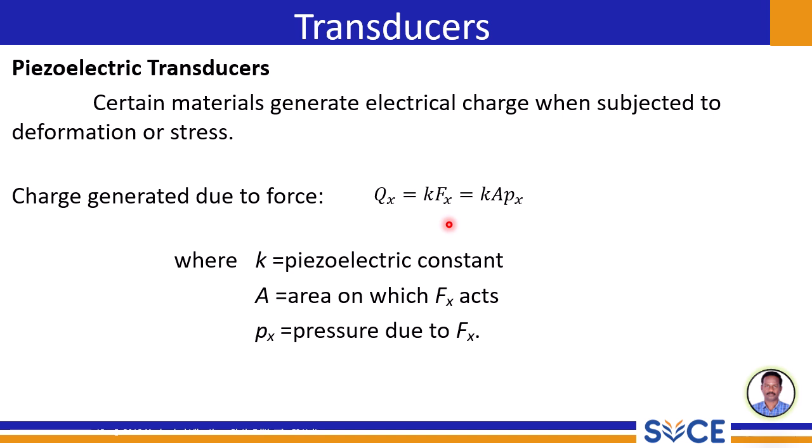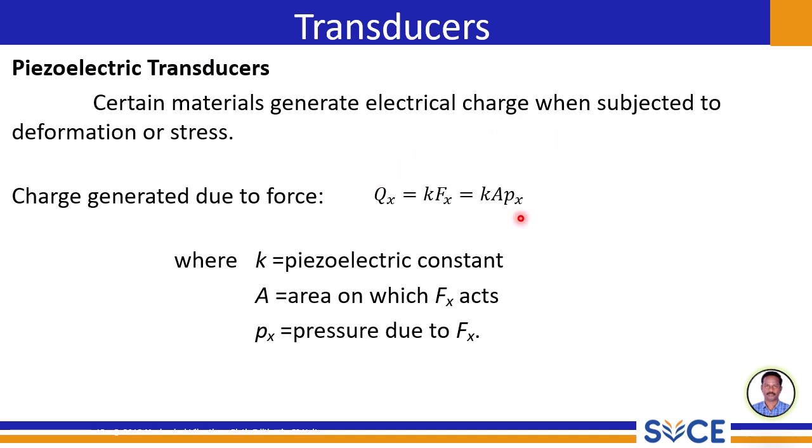Then Fx is the force applied to the piezoelectric material in the x direction. A is the area on which the force Fx acts. Px is the pressure due to the force Fx, which is nothing but Px equal to F divided by A. Therefore, the equation shows the generated charge is proportional to the applied pressure and the area.